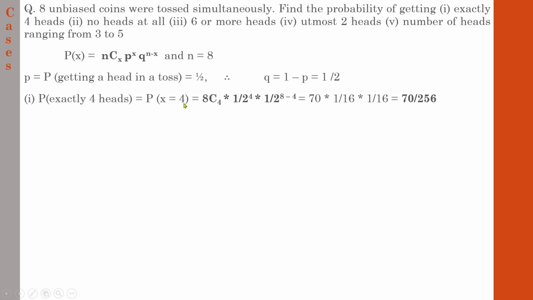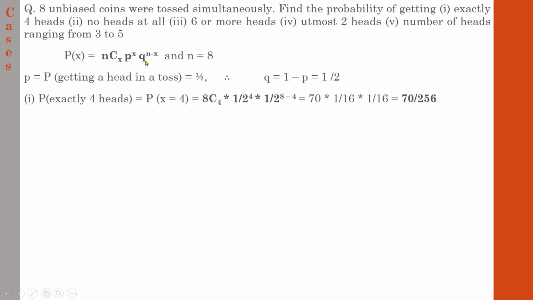So X equal to 4. So 8C4 into p raised to x. We have already found the value of p. p is 1 by 2. So 1 by 2, p raised to x. What is the value of x? 4. So 1 by 2 raised to 4, into, next one, q. We also found that q is also 1 by 2. So let it be 1 by 2.